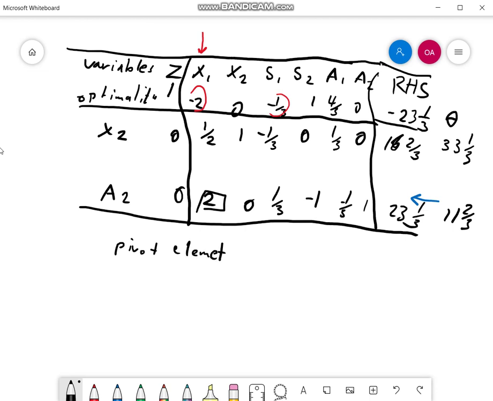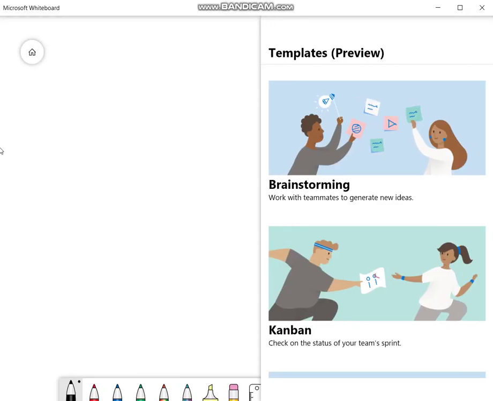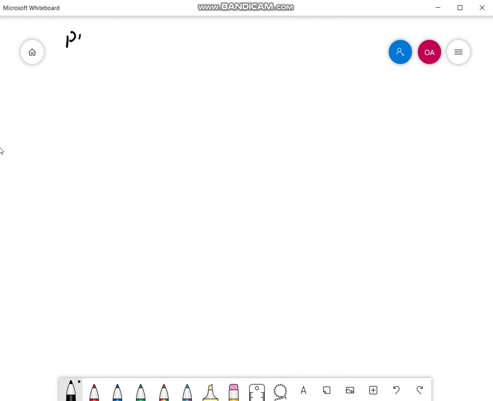Then I'm gonna divide the pivot row by the pivot element. So this is gonna be 0, 1, 0, 1 over 6, minus half, minus 1 over 6, half. This and also this one will be 11, 2 over 3. I will rewrite it again in the top. So this is my new pivot row, which is gonna represent the x1 variable.